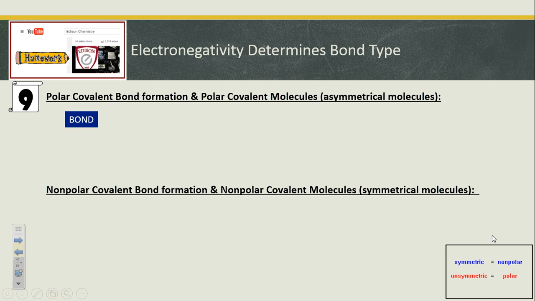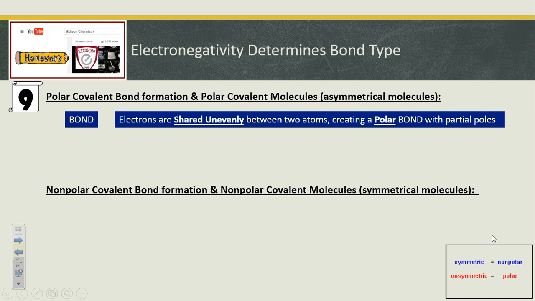And to figure out if a bond is polar, you have to look and see if the electrons are shared unevenly between two atoms, creating a bond that has partial poles. Okay, so the difference in electronegativity between the two elements in the bond, say for example H and Cl, would tell us that the electrons are shared unevenly in that particular bond. Okay, the electronegativity difference, chlorine having a higher electronegativity than hydrogen, pulls the electrons towards itself because it has a higher effective nuclear charge, creating a polar bond with partial poles.